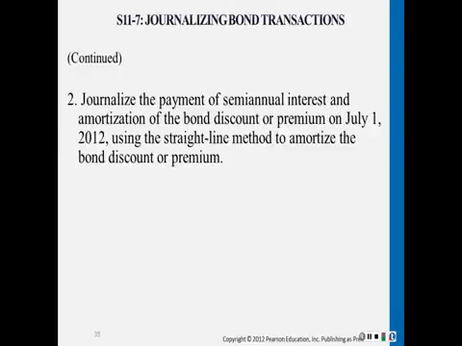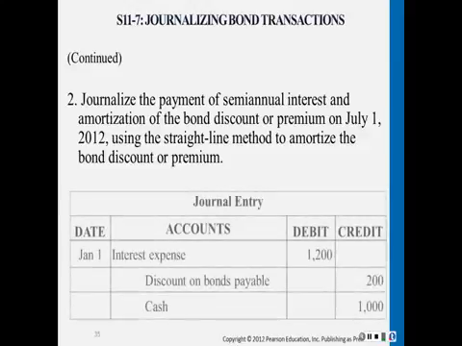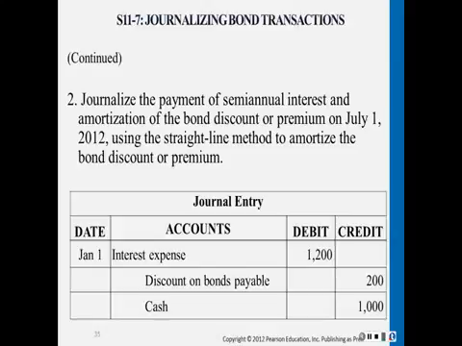Journalize the payment of semi-annual interest and amortization of the bond discount or premium on July 1st, 2012, using the straight line method to amortize the bond discount or premium. Interest expense $1,200, discount on bonds payable credit $200, and cash credit of $1,000.